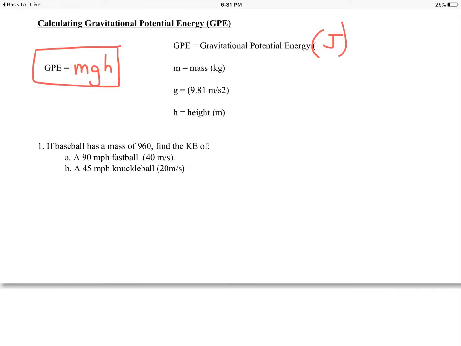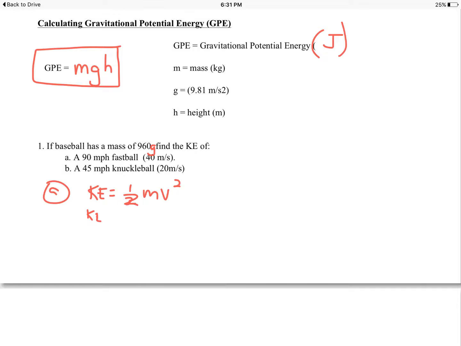Here's a baseball with mass of 960 grams. Somehow there's a misprint there. That's 960 grams. And the ball's moving, it's a 90-mile-per-hour fastball. That's 40 meters per second. So let's do the calculations in metric units. The kinetic energy will be 1/2 mass times velocity squared.